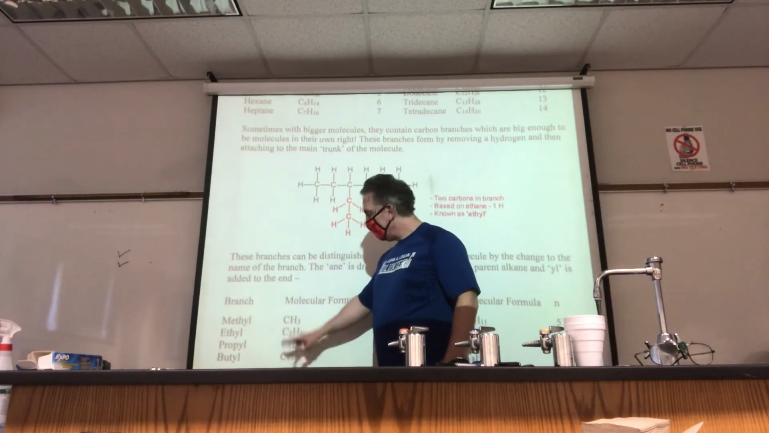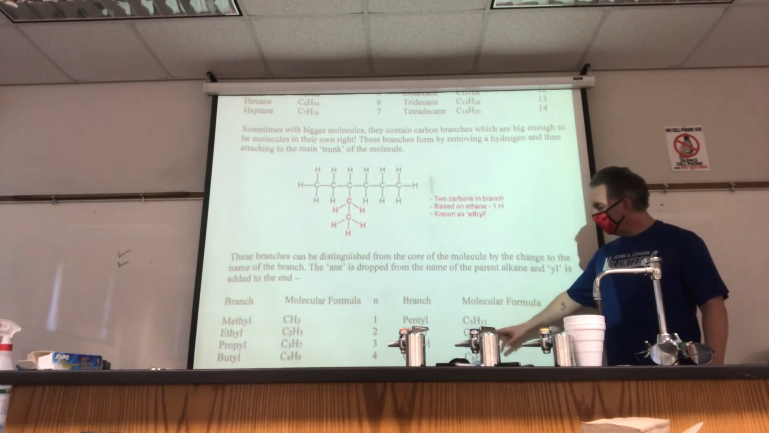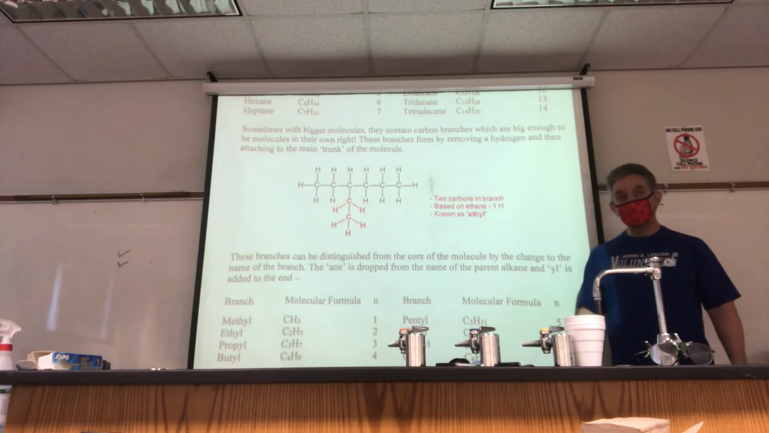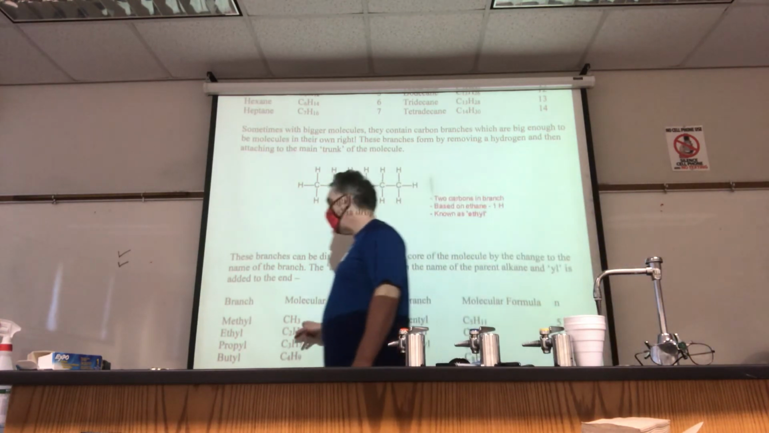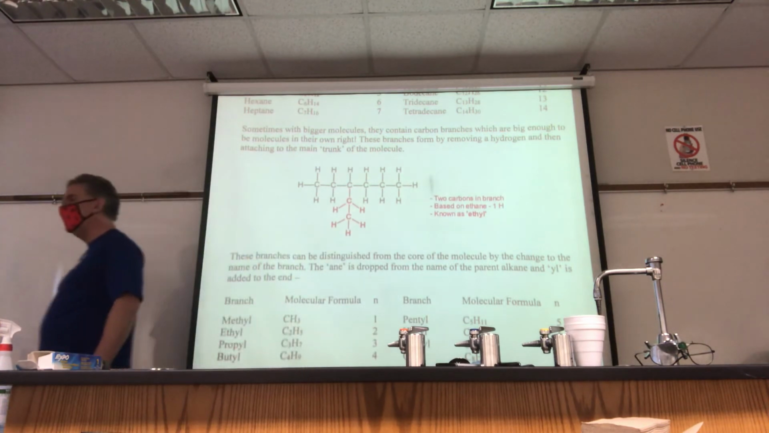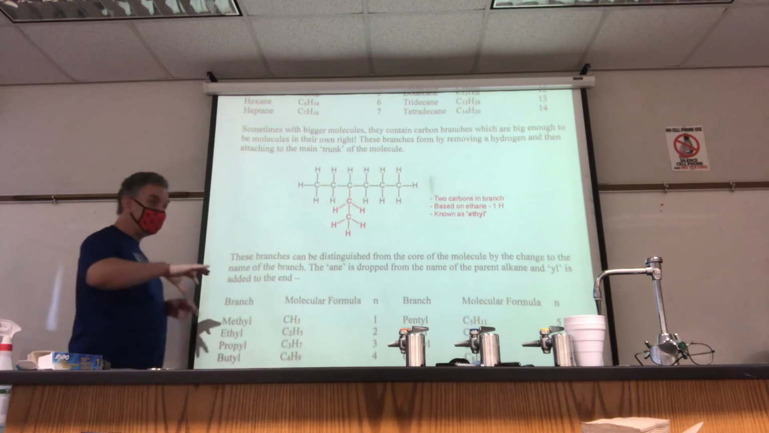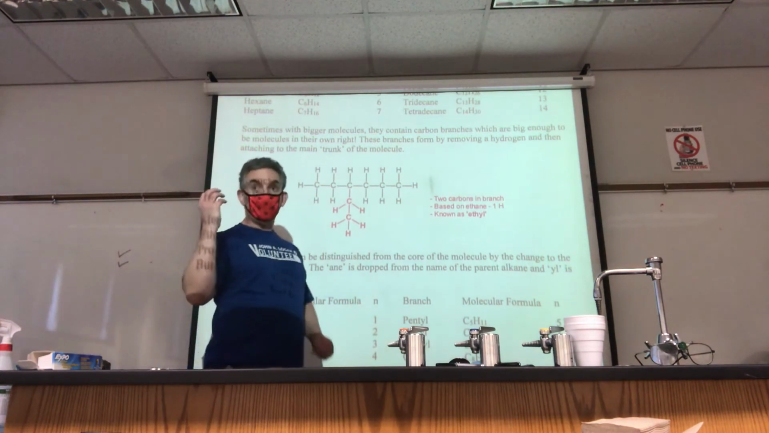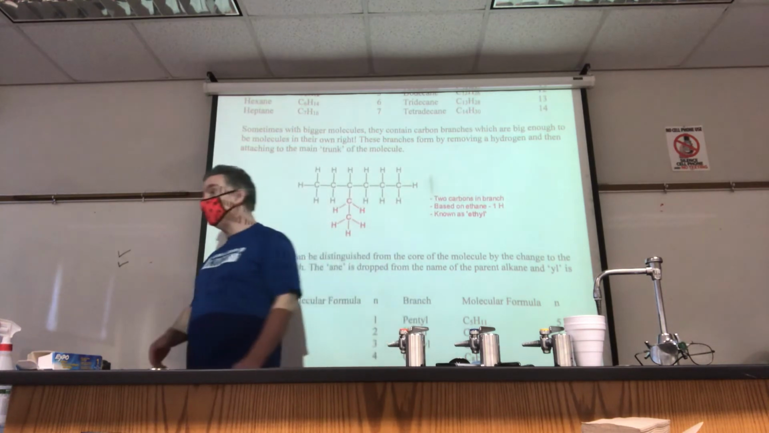Propyl for 3, butyl for 4, and pentyl, hexyl, heptyl, octyl for 5, 6, 7, 8. Subtract 1 from the hydrogen count to get the chemical formula of the branch. Because of course we need to get rid of that hydrogen so that we've got a pair of electrons that can be used to bond to the main part of the molecule.